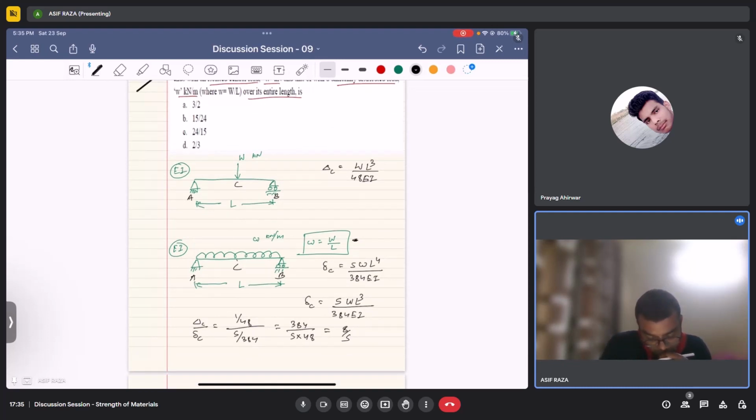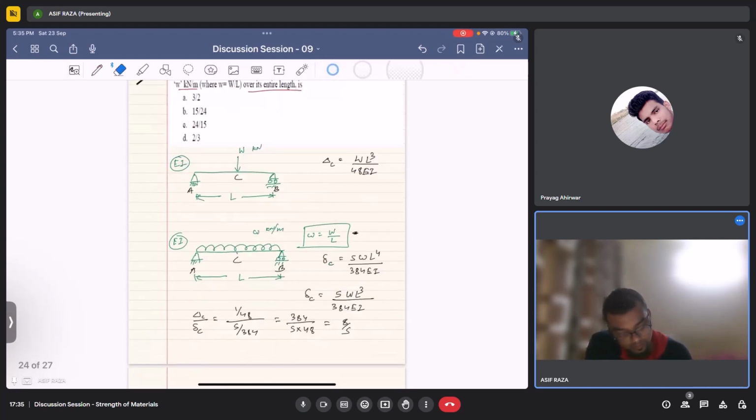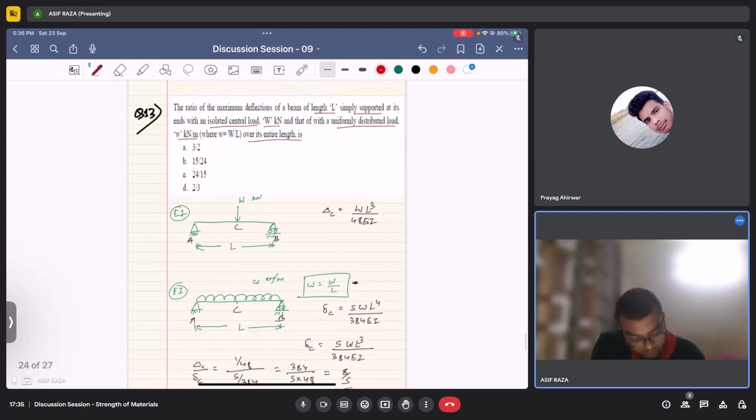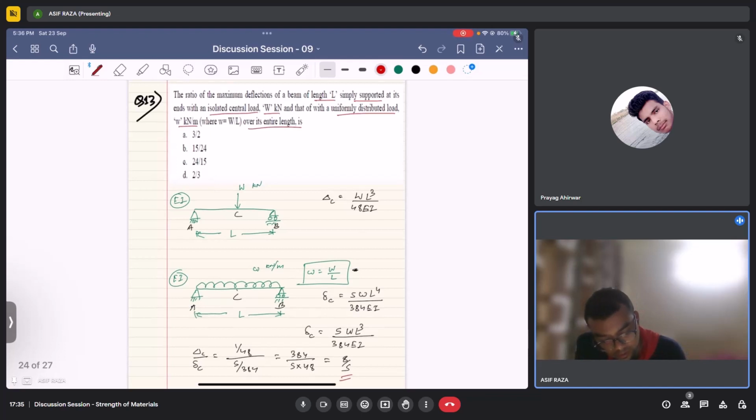Let me see, yeah, 8 by 5. Okay, so if I see of all the options, 8 by 5 is not there. Okay, so this is 3 by 2, I cannot make it 5. Yeah, so if I see option C, 24 by 15, this is actually 8 by 5. So the correct answer is option C.